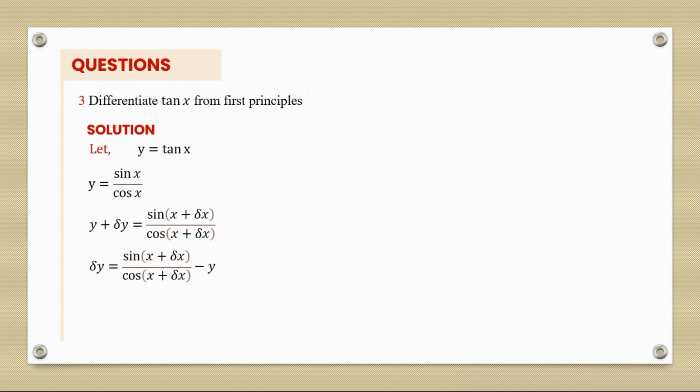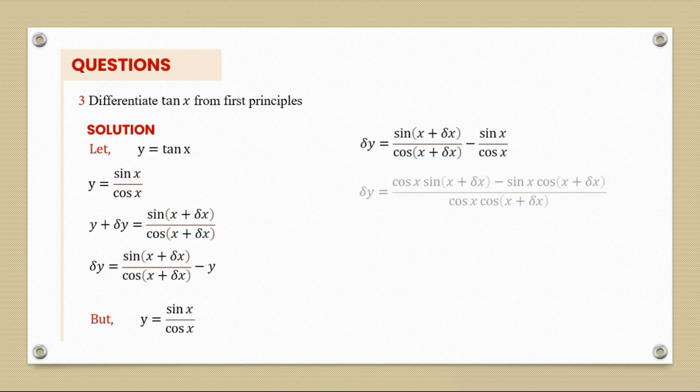So now, we're going to make change in y the subject, so we're going to subtract y on the right hand side, but y is equal to sine x over cos x. So that's what we have right there. Alright, so next we're going to find the LCM. So the LCM is going to be cos x, cos bracket x plus change in x. So we can see that the LCM divided by this denominator is going to be equal to cos x, and cos x is going to multiply the value right there. And then the LCM divided by cos x leaves us with cos x plus change in x times sine x. So that's what we have right there.